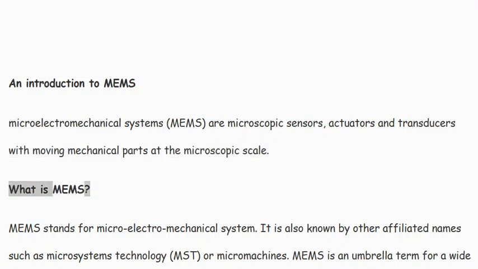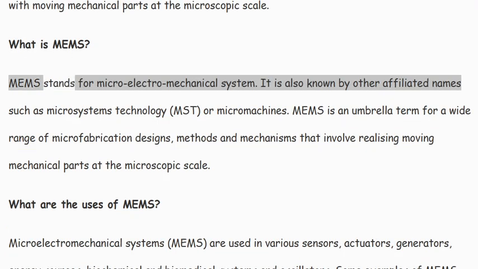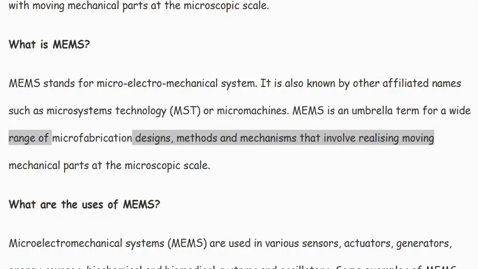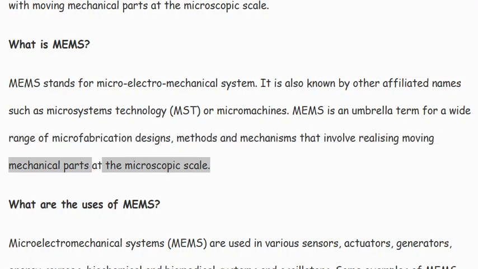What is MEMS? MEMS stands for Microelectromechanical System. It is also known by other affiliated names such as Microsystems Technology, MST, or Micromachines. MEMS is an umbrella term for a wide range of microfabrication designs, methods and mechanisms that involve realizing moving mechanical parts at the microscopic scale.